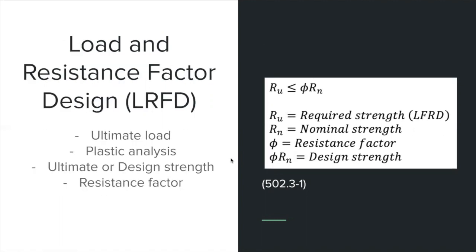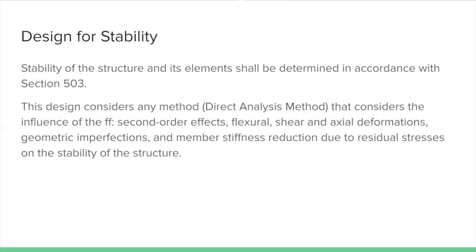For load and resistance factor design, this uses factored load combinations or the ultimate load. The required strength works on the plastic region. This is where actual collapse or breakage of the members occur. And the resulting value in this design is called the ultimate or design strength. The theoretical strength of the member is reduced by the application of a resistance factor to its nominal strength, as seen in this equation. For the design for stability, it shall be determined in accordance with Section 503.